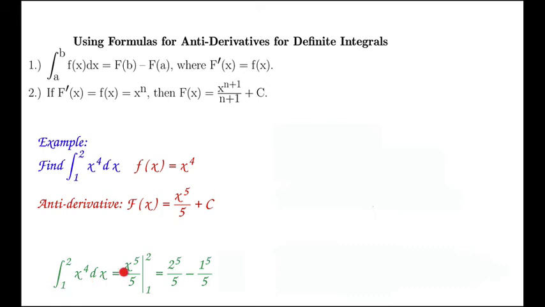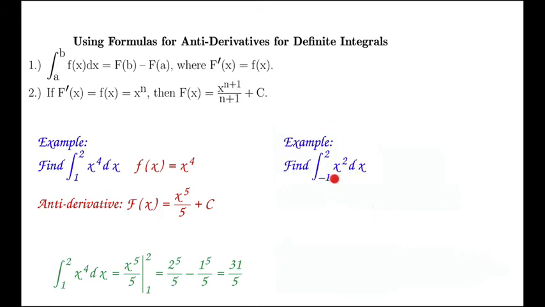In this case, a is 1. We put in 1 for F of x. We get 1 to the 5th over 5 when we subtract. We can simplify. 2 to the 5th is 32. 32 minus 1 is 31. So we get 31 over 5. Let's look at another example.